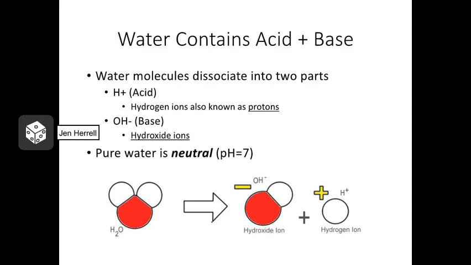So why do we care about the dissociation of water? Well, as I described in the last slide, water will dissociate or break down into two components, hydrogen ions, H+, and hydroxide ions, OH negative. When you see H+, I want you to think acid. That's the major component of an acid. When you see OH negative, hydroxide, I want you to think base, because that's one of the major components of a base. So water actually contains both an acidic and a basic component. This is the reason that pure water is considered neutral, is because it has both a basic and an acidic component.